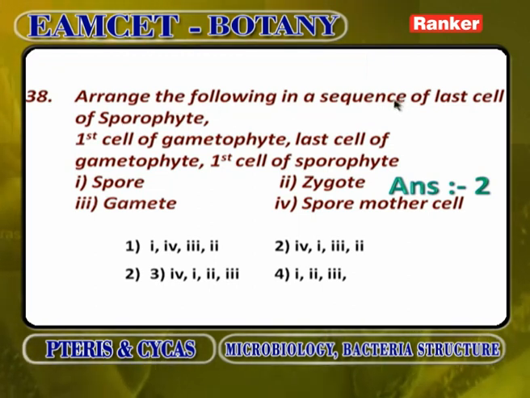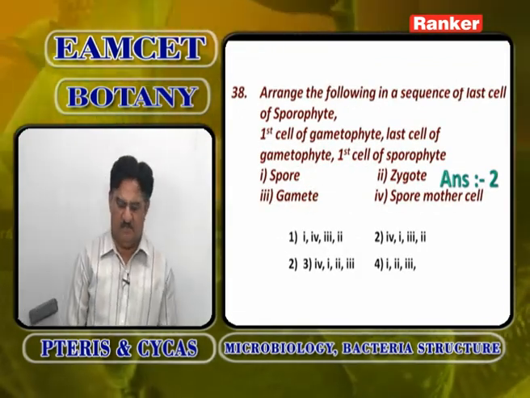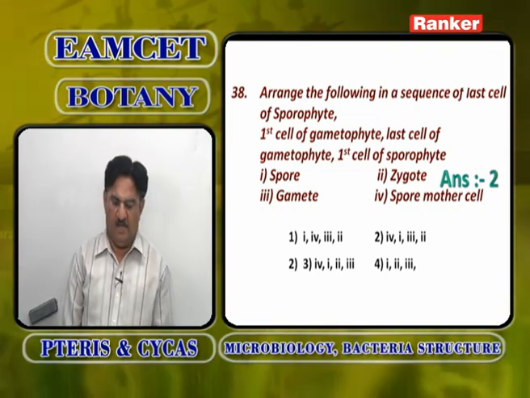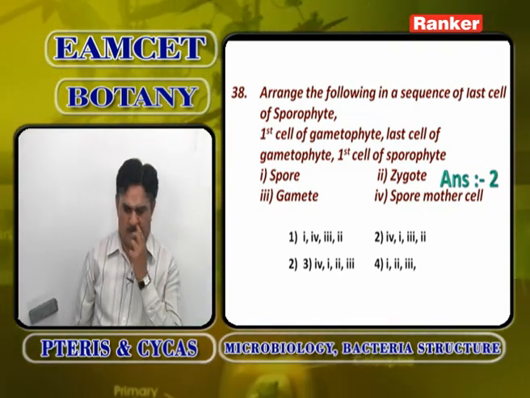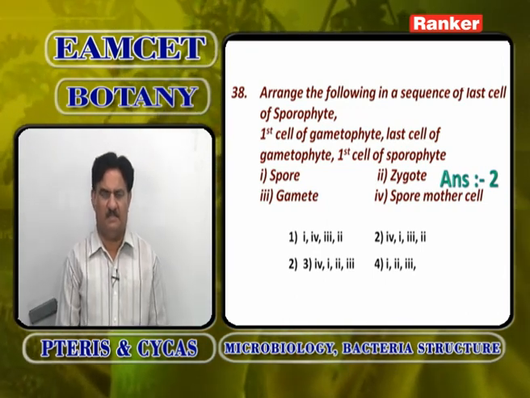Arrange the following in a sequence: the last cell of sporophyte and first cell of gametophyte, last cell of gametophyte and first cell of sporophyte. So, the first cell of gametophyte is the spore. Then the last cell of sporophyte, spore mother cell. Then the last cell of gametophyte is the gamete, and the first cell of sporophyte is the zygote. So, the answer is 4, 1, 3, 2. Second option is the answer.